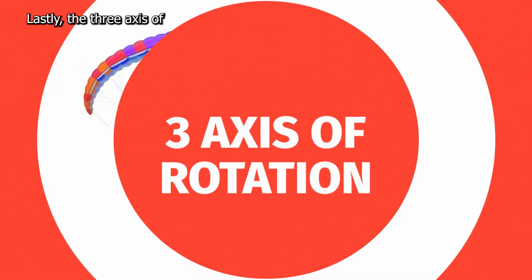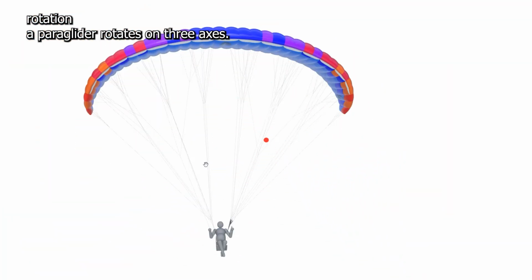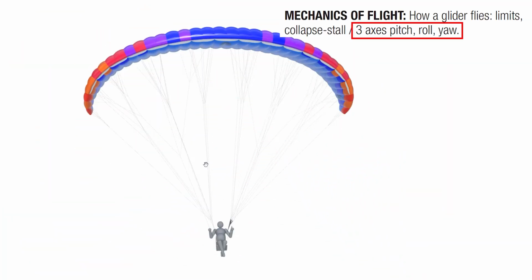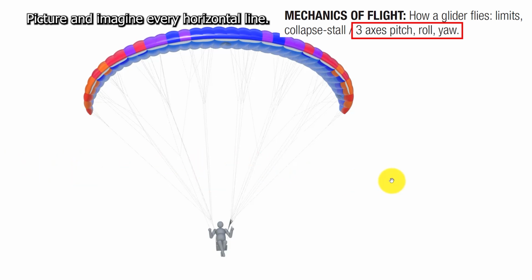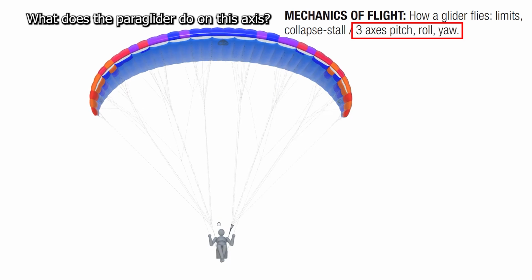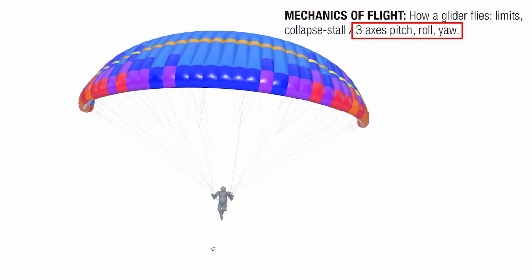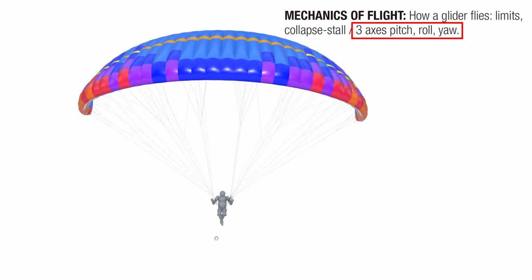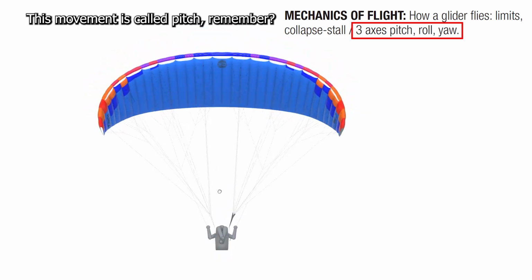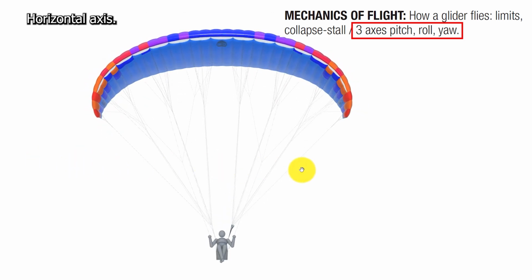Lastly, the three axes of rotation. A paraglider rotates on three axes. The first is the horizontal axis. Picture an imaginary horizontal line. What does the paraglider do on this axis? This movement is called pitch, remember, horizontal axis.